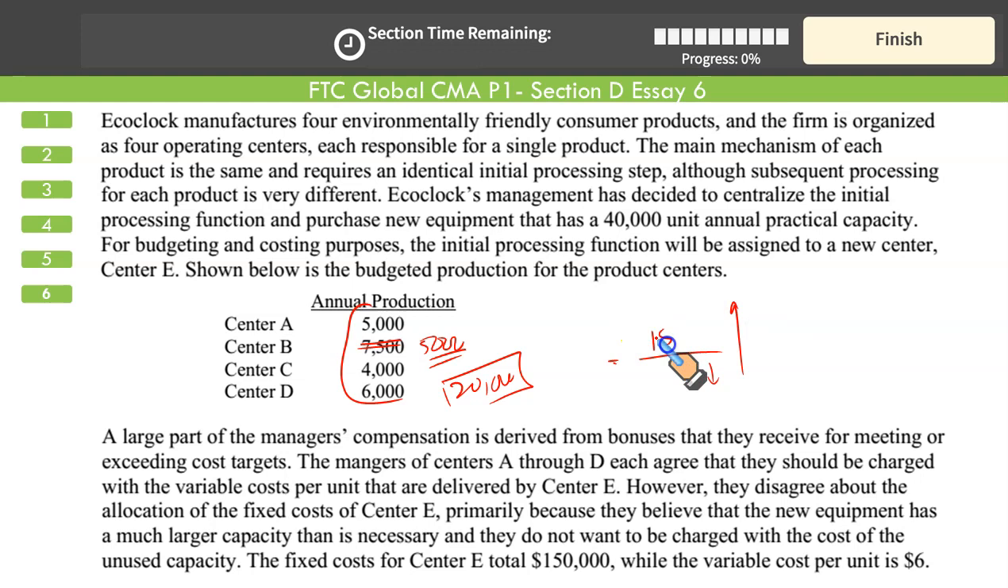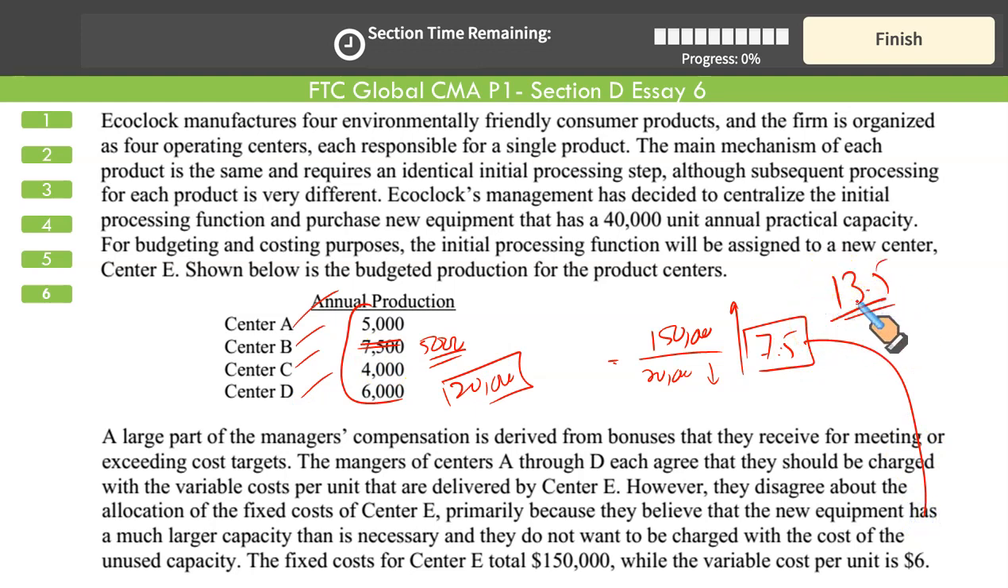So the fixed cost is 150,000, and the allocation base now is 20,000. So 150,000 divided by 20,000 is 7.5. Fixed cost per unit of 7.5 is charged to A, B, C, D. Fixed cost plus variable cost gives you a total of 13.5. So it will increase, as you can see. It has gone up from 12.67 to 13.5. 13.5 is the new cost.